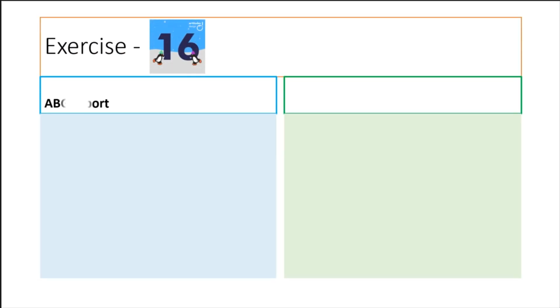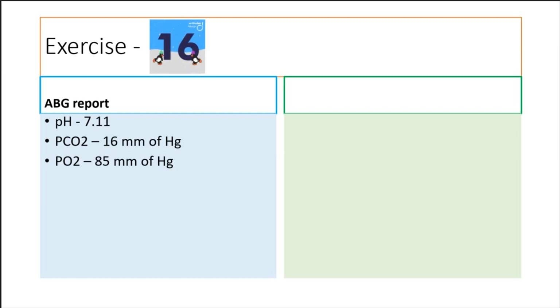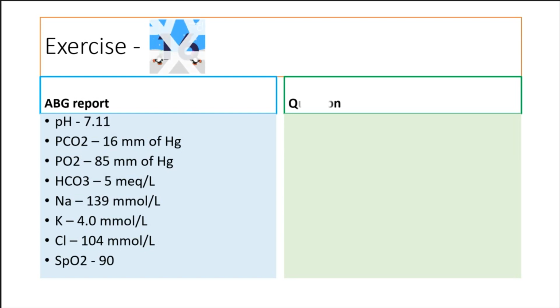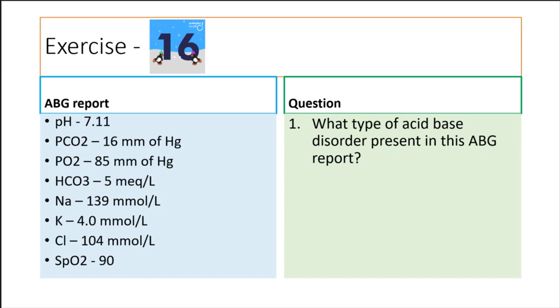Exercise 16. ABG report. pH 7.11. PCO2 16 mm of Hg. PO2 85 mm of Hg. HCO3 or bicarbonate 5 milliequivalent per liter. Na or sodium 139 millimole per liter. K or potassium 4.0 millimole per liter. Cl or chloride 104 millimole per liter. SPO2 90. Question. 1. What type of acid-base disorder is present in this ABG report?